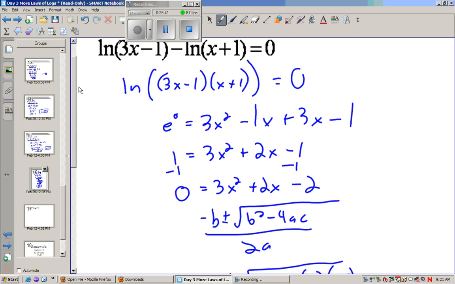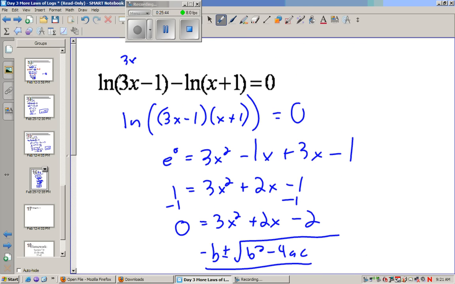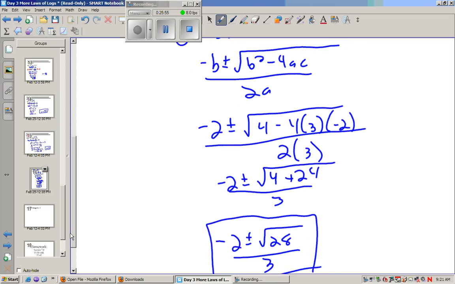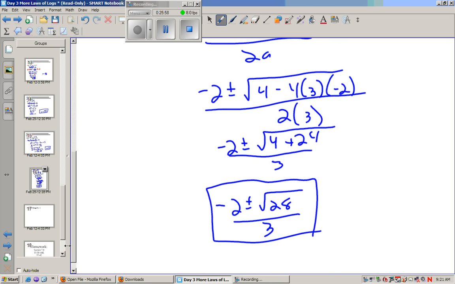Now we can only accept certain values. This one requires 3x minus 1 to be greater than 0, so that would be x greater than 1/3. And over here, x has to be greater than negative 1. So which of these has an x greater than 1/3? The square root of 28, if I did it on my calculator, I got 5.2. So negative 2 plus 5.2 divided by 3 would give you a positive answer. But if I did the negative, it would give us a negative answer. So the only correct answer here is negative 2 plus root 28 over 3.